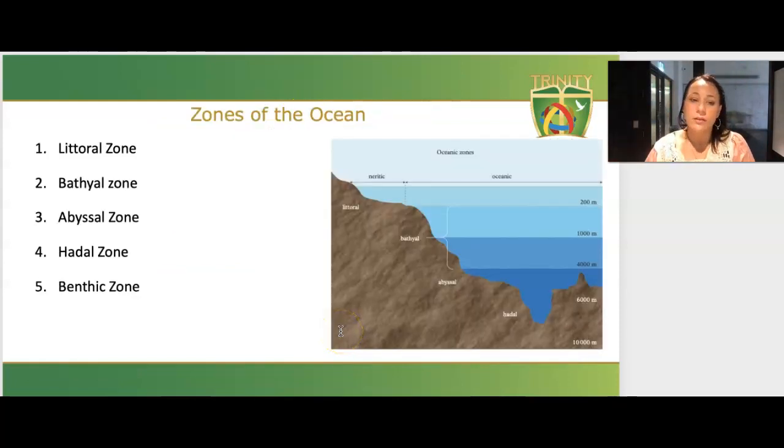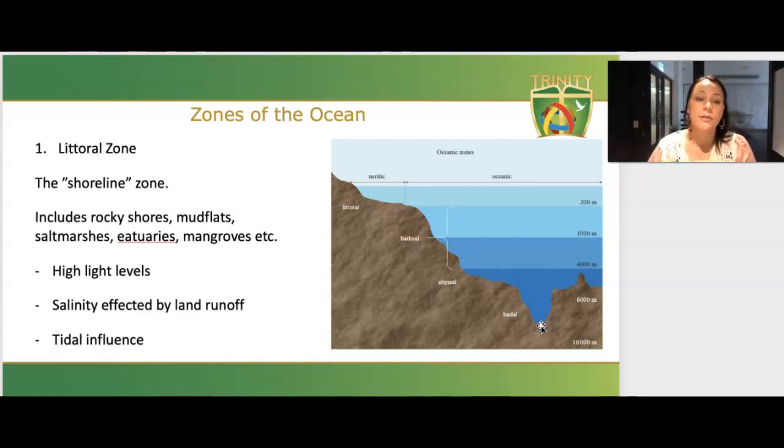We also divide the ocean into depths: the littoral, the bathyl, the abyssal, the hadal, and the benthic zone. The benthic is literally the surface at the bottom, so it can be at various depths. You can have benthic organisms that live only a few meters down, or you can have benthic organisms that live 6,000 meters down. The first one, the littoral zone, that's the one we're going to study when we go to Hastings Point. It's the one we have the most experience with.